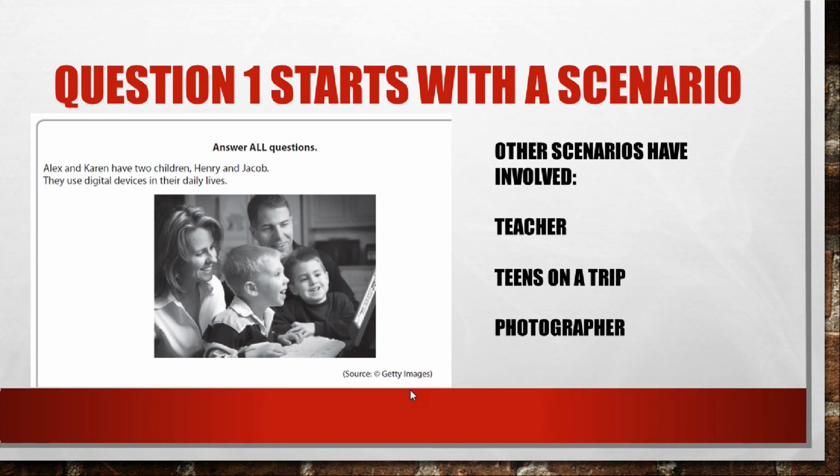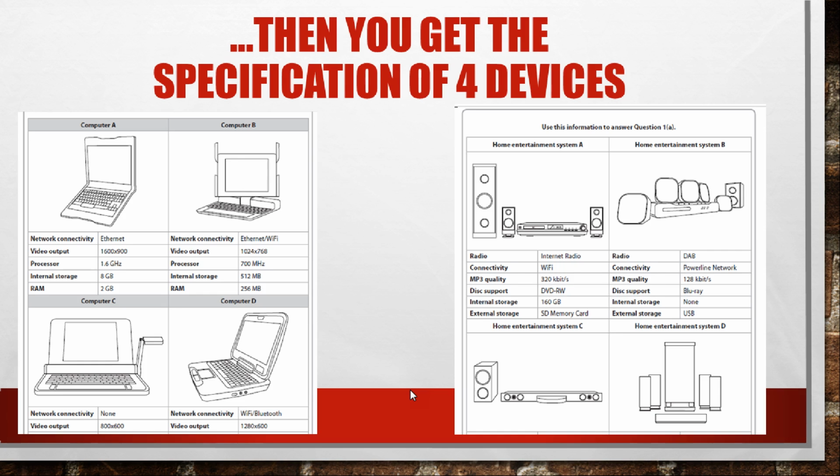So question 1 always starts with a scenario. It will give you a picture of a family or a teacher or children or a photographer or whatever, and tells you a bit about it. This is what's happened over the last 4 or 5 years, and you need to read that. It will then give you a specification of 4 devices, and these are some of the recent ones.